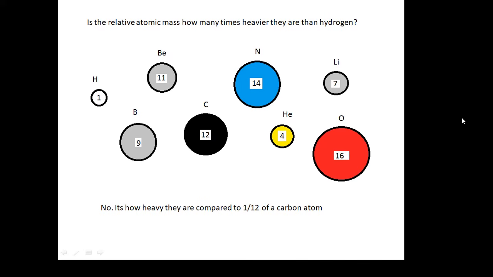Don't worry too much about this. Basically, carbon is 12, nitrogen is 14, oxygen is 16, hydrogen is 1. Those are the important numbers.